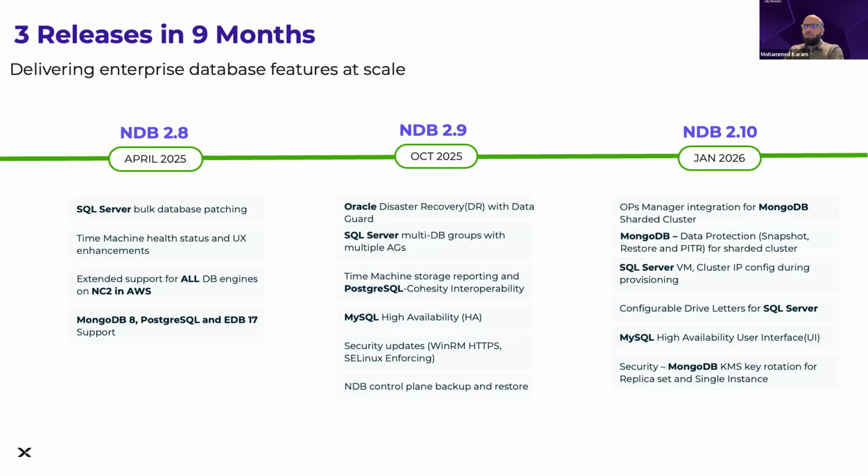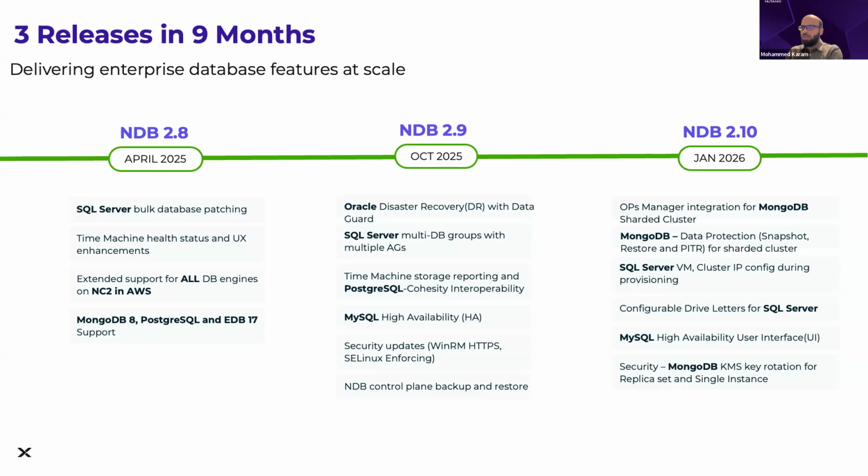Some of the highlights there include enhancements for SQL Server, including patching on a bulk level. Some time machine enhancements were also added, including more insights into health status, as well as user experience enhancements. In 2.8, we also extended support for all the database engines that I previously mentioned to run on NC2 and AWS specifically. So you have that liberty now across all the supported database engines. And we also added support from a version perspective for MongoDB 8, as well as Postgres and EDB 17.